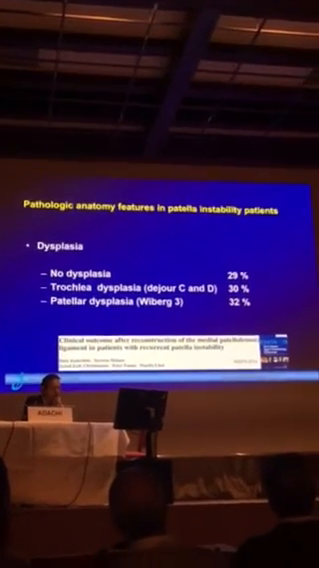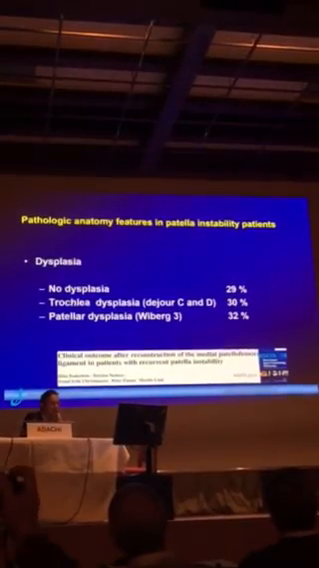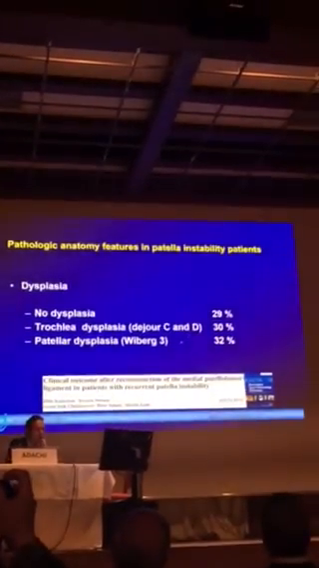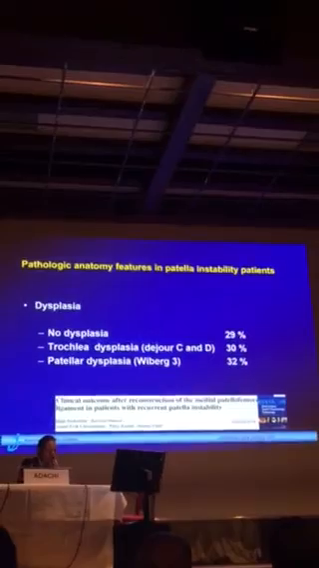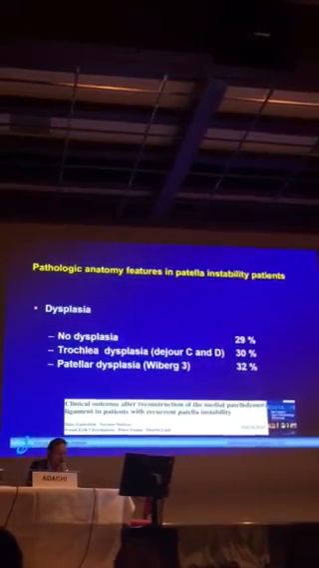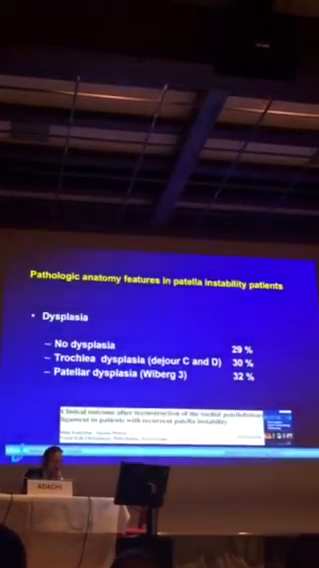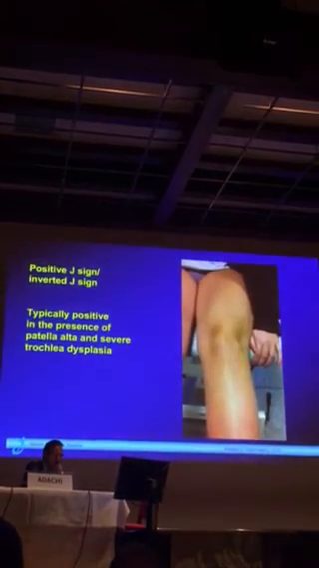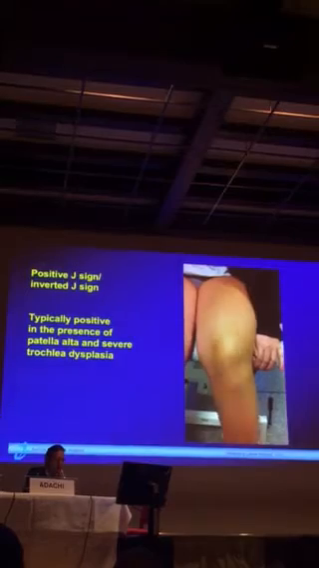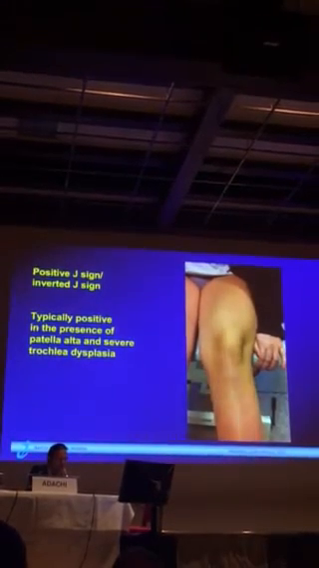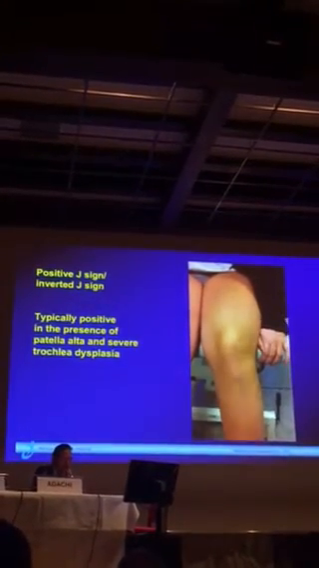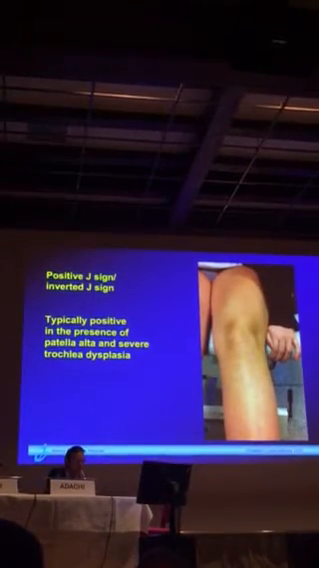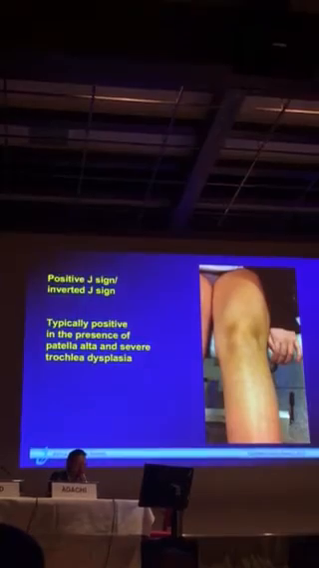In a large cohort of patellar instability, it was found that severe dysplasia, grade C and D, was found in one third of the patients. So it is a very prominent element of instability to have dysplasia. And here we see a very important clinical sign indicating severe dysplasia, the positive J sign or inverted J sign, where the patella needs to get past this prominent bump of the trochlea before it can get in.